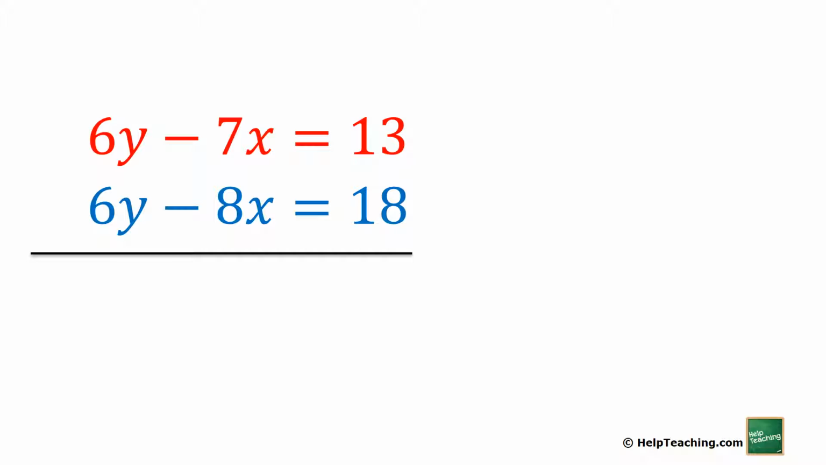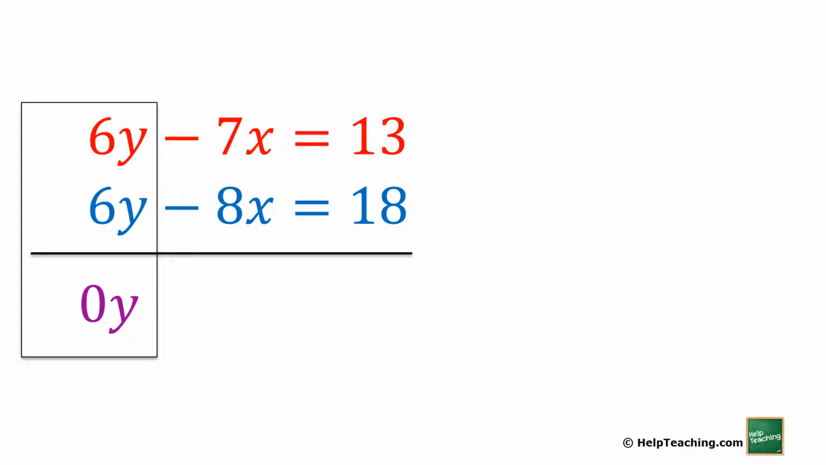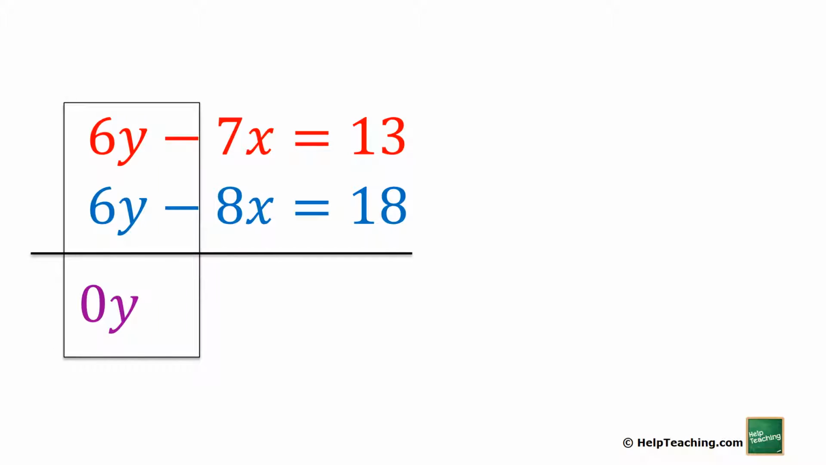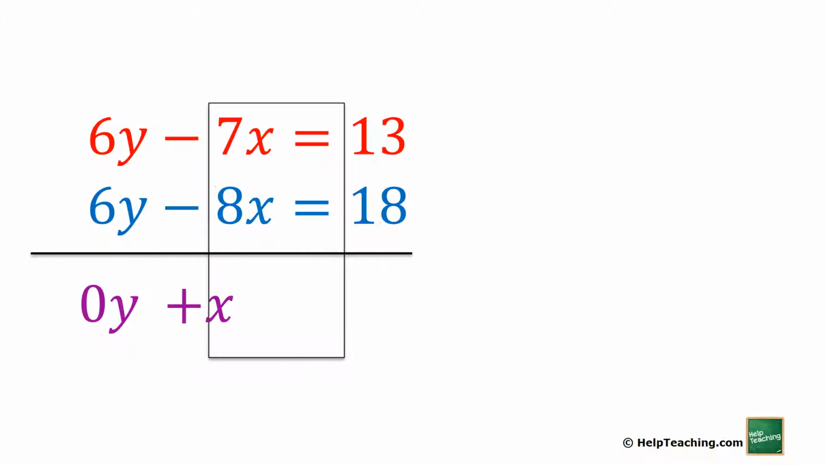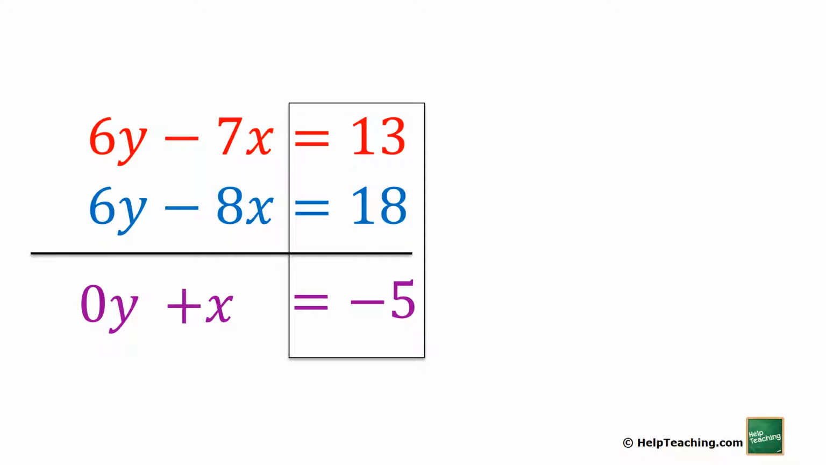So 6y minus 6y is equal to 0y. Negative 7 minus a negative 8 will give us a positive x, because that's negative 7 plus 8. And 13 minus 18 will give us negative 5. This means x is equal to negative 5.